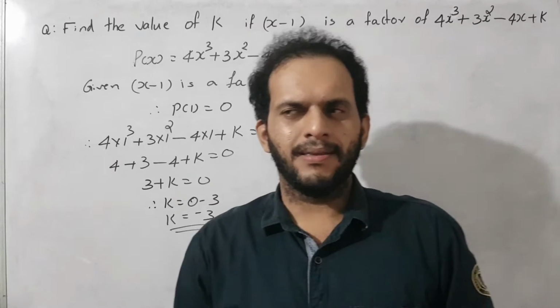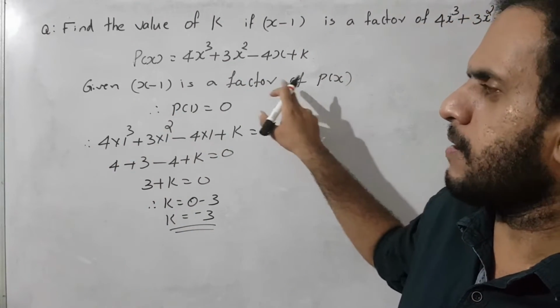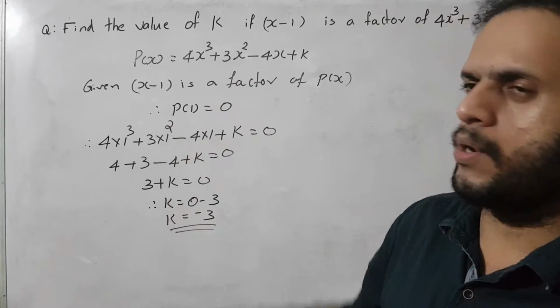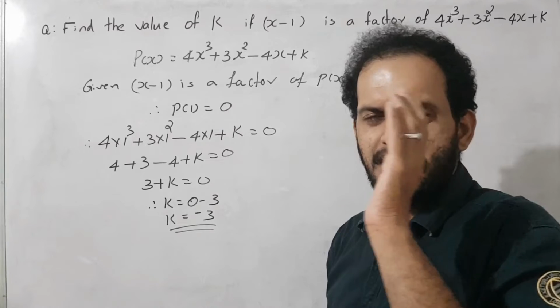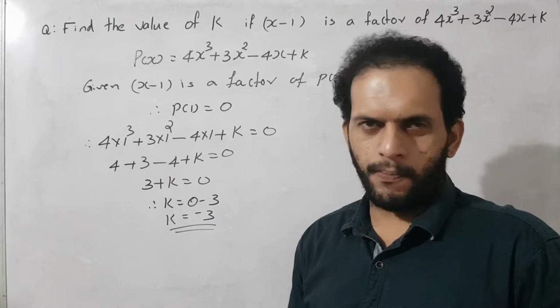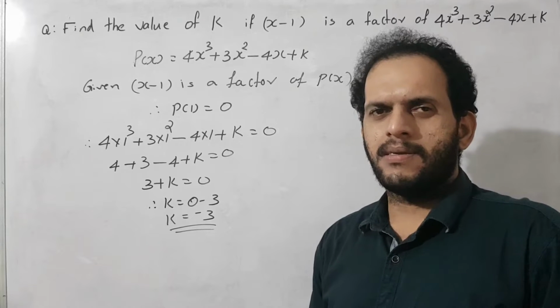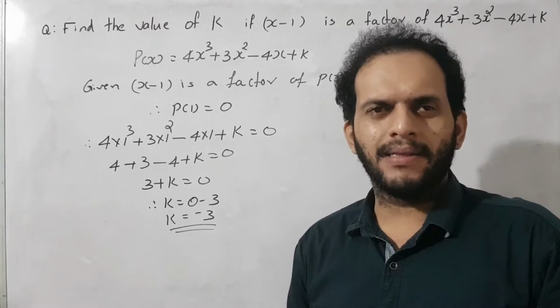Okay? Then the given idea: if x minus 1 is a factor, then what is 0? p of 1 is equal to 0. The reverse idea of the factor theorem is: if x minus a is a factor, then p of a is equal to 0. Okay? This is the next application of the factor theorem. I think you got this.